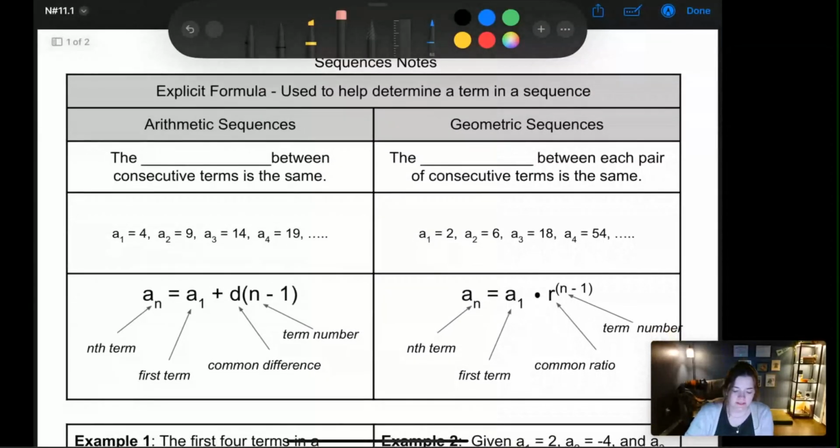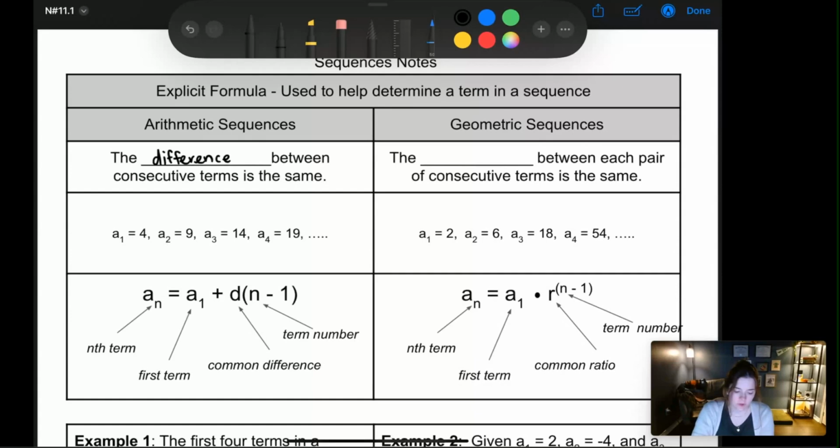It says arithmetic sequences. The arithmetic sequences are the difference, and you should be writing this on your notes as well: the difference between consecutive terms is the same. Now when I say difference, I could either add 7 each time or subtract 4 each time. Those are your options, right? We're going to either add or subtract the same thing for every term.